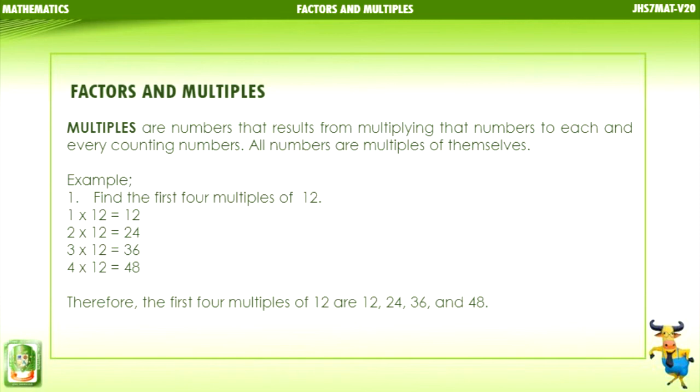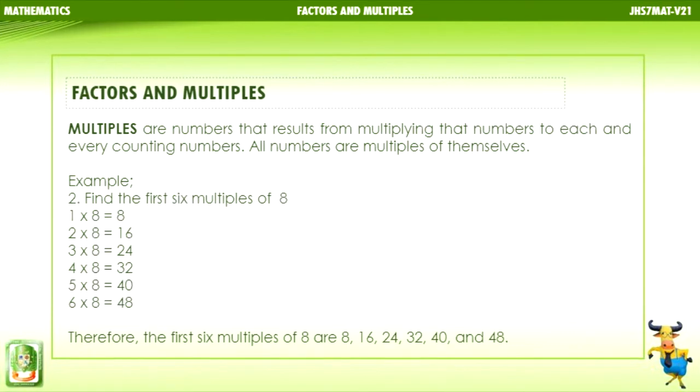Multiples are numbers that result from multiplying a certain number by each and every counting number. All numbers are multiples of themselves. For example, if we want to find the first 4 multiples of 12, we multiply the counting numbers from 1 until 4 to 12. The products would be the first 4 multiples. Therefore, the first 4 multiples of 12 are 12, 24, 36, and 48.